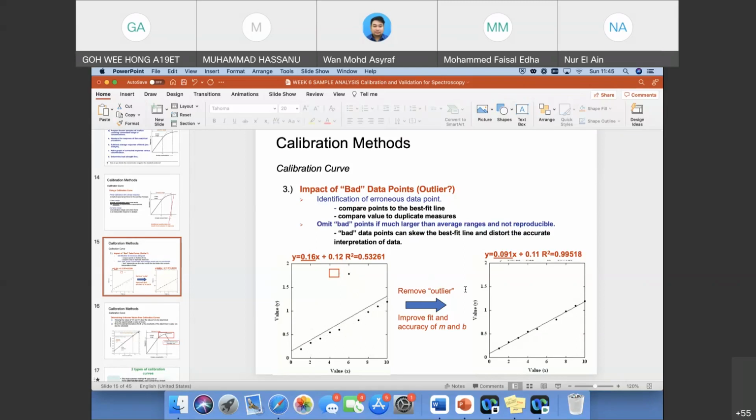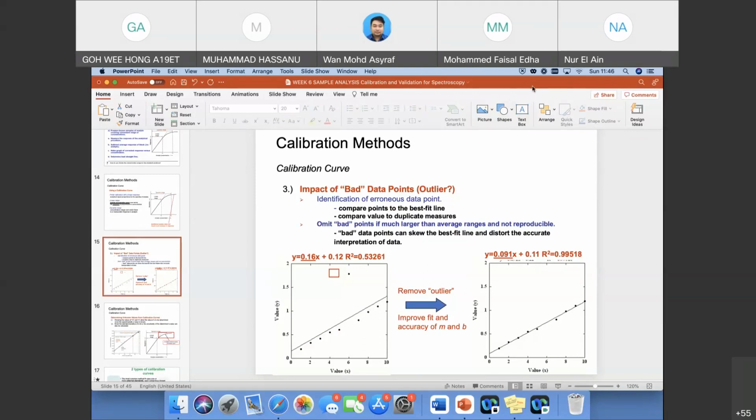So you need to be able to determine whether the point is an outlier or not. If there are too many, then they are not outliers, basically something like that. If the majority of your points are outliers, then the points are not outliers. It is your skills, and you need to create your calibration curve again. Alright. Okay, Nur El Ain?